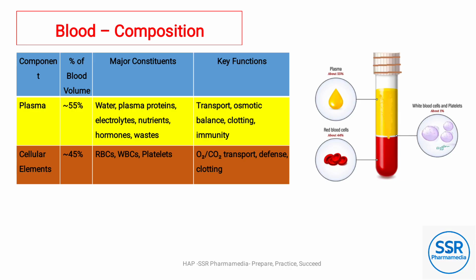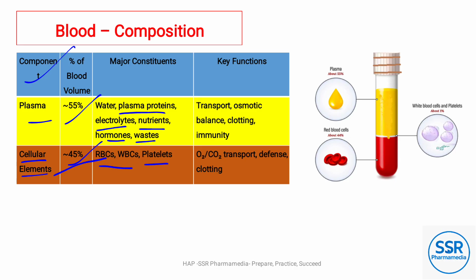So let's discuss the blood composition. The components of blood are plasma and cellular elements. There are two types of components of blood. The percentage of blood volume: plasma 55%, cellular elements 45%. The major constituents present in the plasma are water, plasma proteins, electrolytes, nutrients, hormones and other wastes. And the cellular elements are RBC, WBC and platelets. These three are called cellular elements.